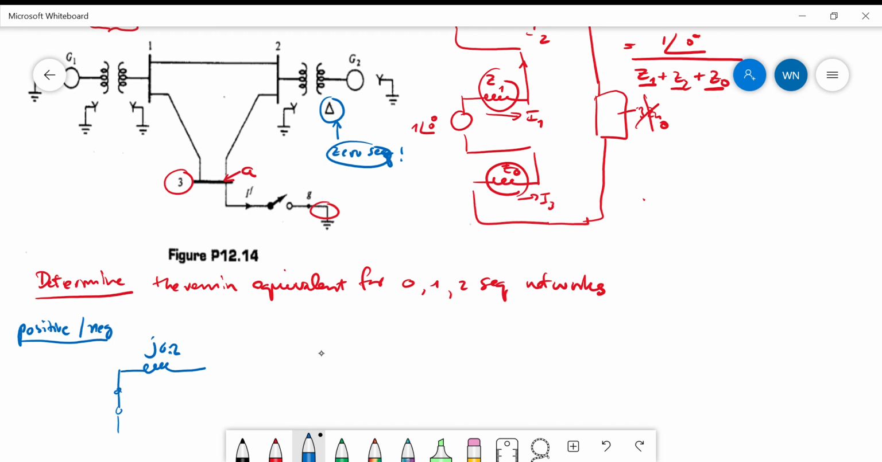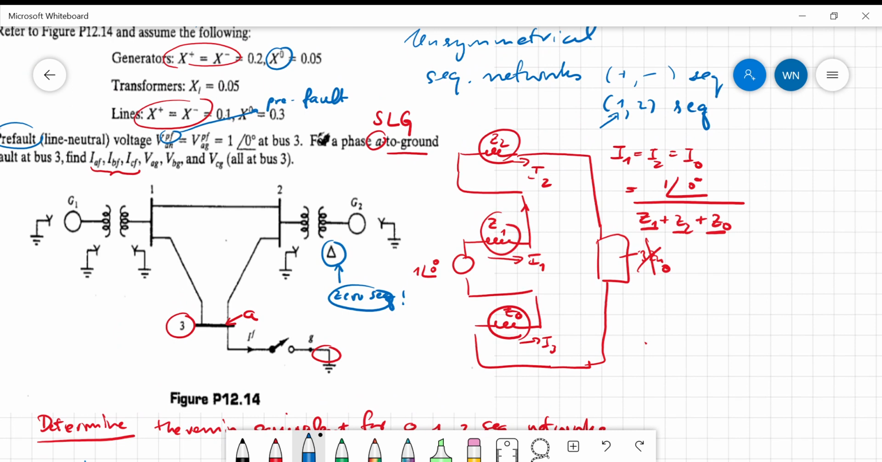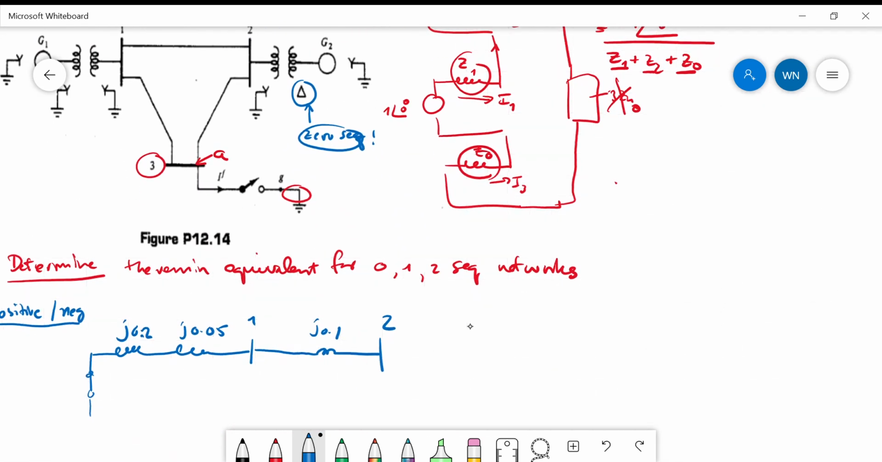Okay, and we have the transformer, right? The transformer is 0.05. Now we arrive at bus 1. The bus would look like this. We have bus 3 with the connection between 1 and 2. Okay, this is 2, and the parameter of the transmission line is J0.1. From 2 you have another transformer, J0.05, and in this case we connect this point to the subtransient reactance of the generator G2, which is 0.2.